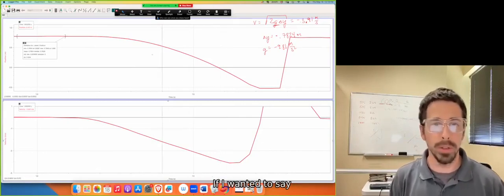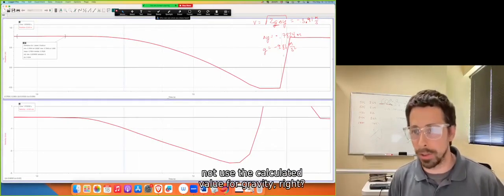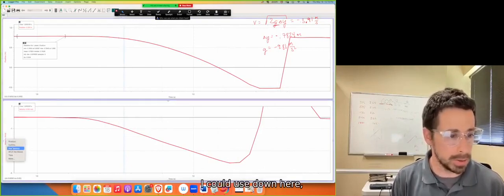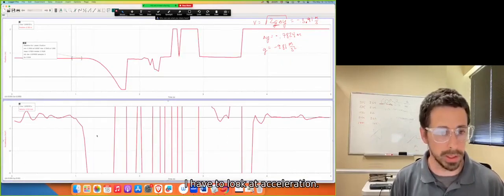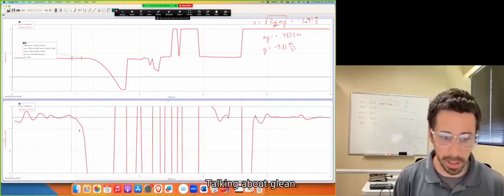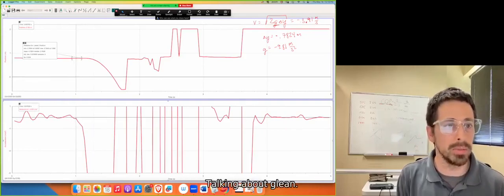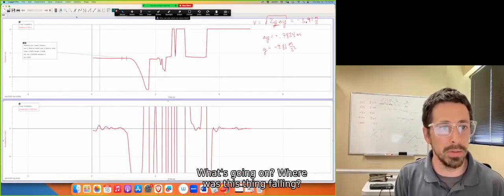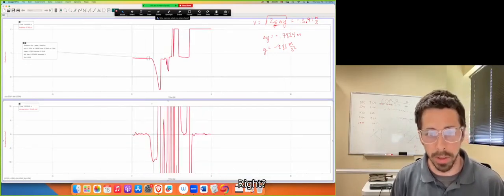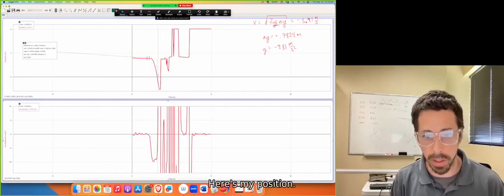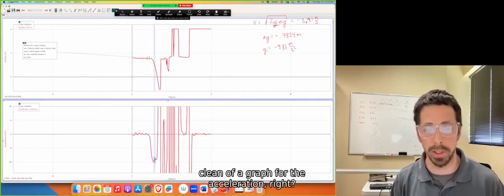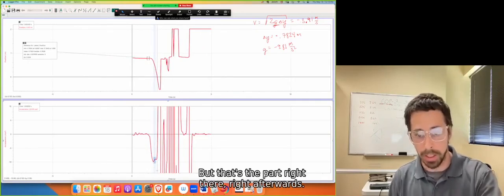If I wanted to, say, not use the known value for gravity, I could use the acceleration down here. Ooh, man, talk about ugly, right? What's going on here? Where was this thing falling? Got to zoom out a little bit more. There's my position. This is when it's falling. And you can see it's definitely not as clean of a graph for the acceleration, but that's the part right there.